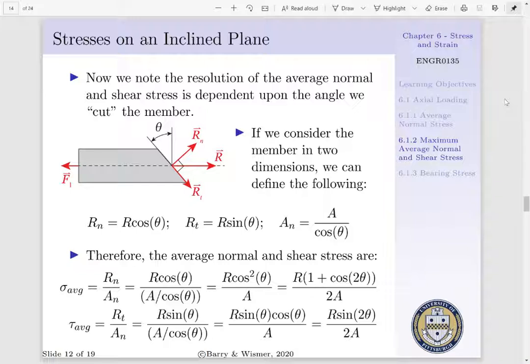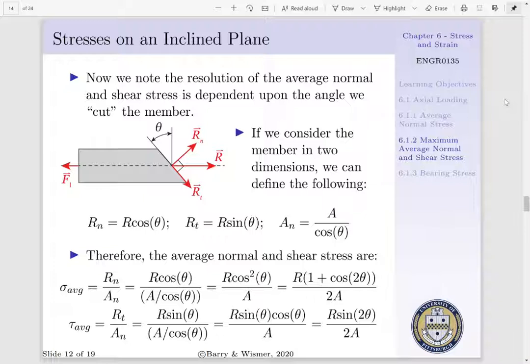First, we'll look at our average normal stress. Our average normal stress is R sub n per A sub n, where R sub n was R cosine theta and A sub n is A per cosine theta. This gives us a quantity R cosine squared theta per our cross-sectional area, which can be expressed as R times the quantity 1 plus cosine 2 theta per 2 times the cross-sectional area.